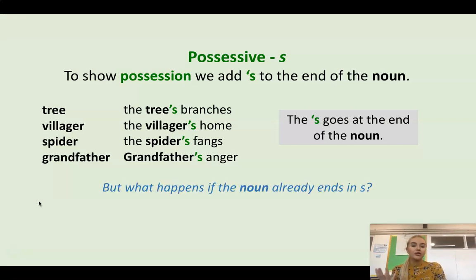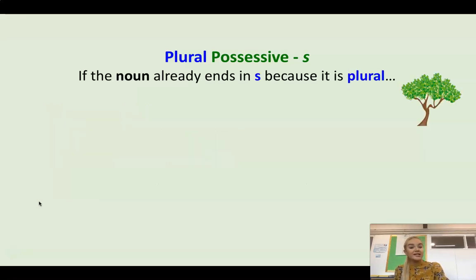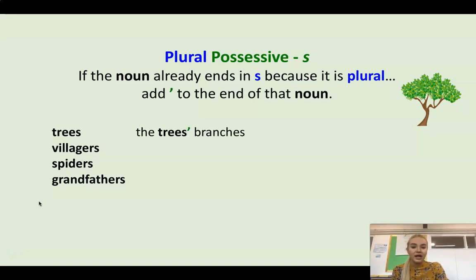And if the noun already ends in an S, we could identify this as being a plural possessive apostrophe, in which we need to add an apostrophe after the S. So if we had multiple trees, multiple villagers, multiple spiders, multiple grandfathers, more than one, our noun already ends in an S because it's a plural noun, like we identified yesterday with our plural nouns. Now that means that we need to add an apostrophe to the end of that noun to suggest that it's more than one tree, the trees, but they still have possession over the branches.